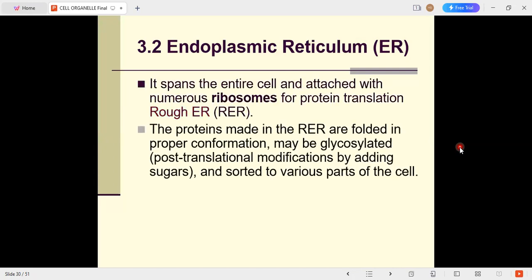So this is the second organelle, which is known as the rough endoplasmic reticulum. Endoplasmic reticulum is of two types, rough endoplasmic reticulum and smooth endoplasmic reticulum. Smooth endoplasmic reticulum is generally used for the creation and storage of lipids and steroids.